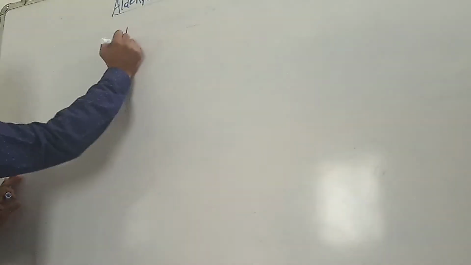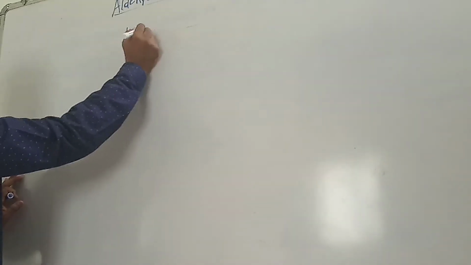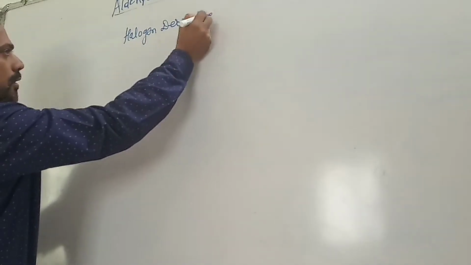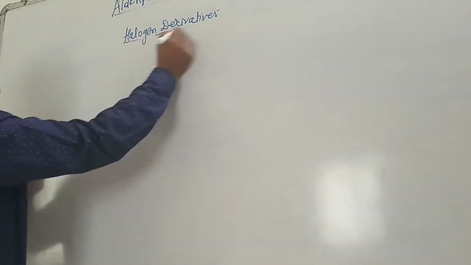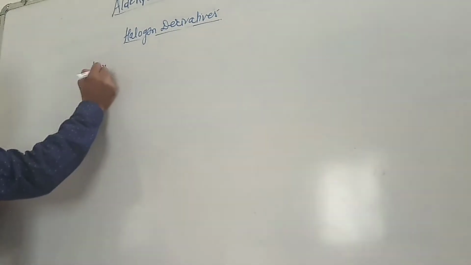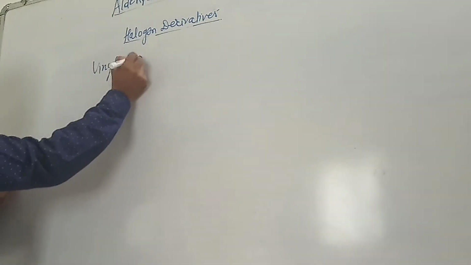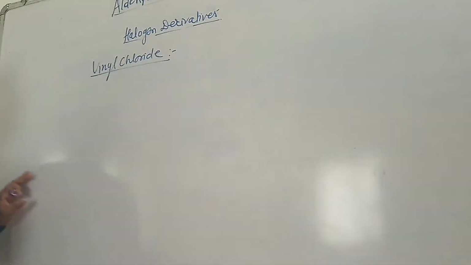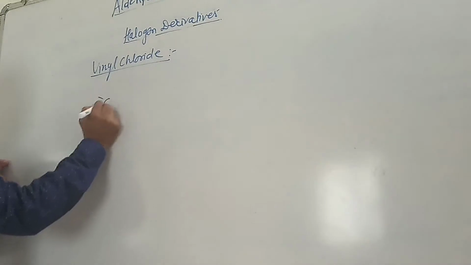Now, halogen derivatives. In halogen derivatives, we discuss vinyl chloride and allyl chloride. Now, vinyl chloride. First, we see the structure of vinyl chloride.